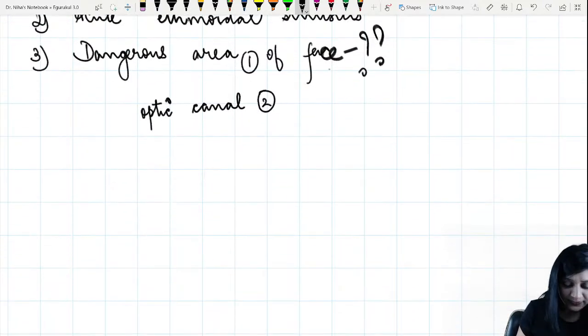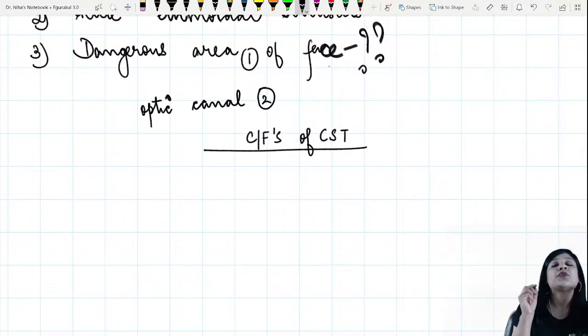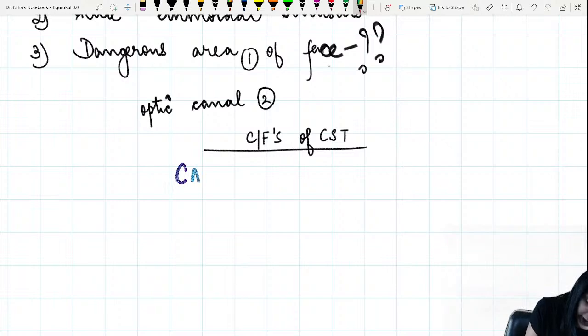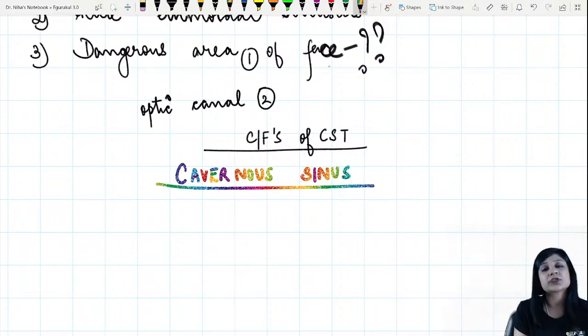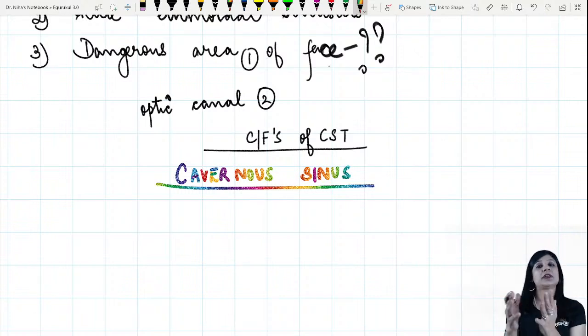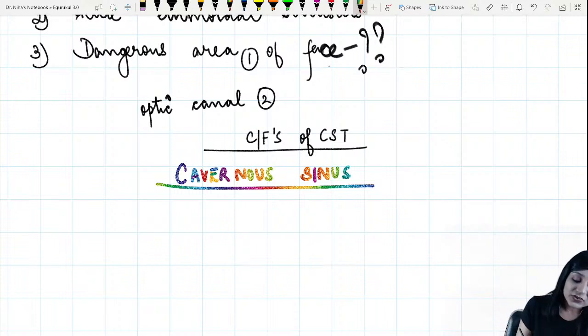All right. Now what are the clinical features of cavernous sinus thrombosis? If you want to discuss the features, you should know what structures pass through the cavernous sinus, because many times we have confusion whether it is cellulitis, cavernous sinus thrombosis, a fistula, superior orbital fissure syndrome or orbital apex syndrome. So what structures pass through the cavernous sinus? We have 2 parts.